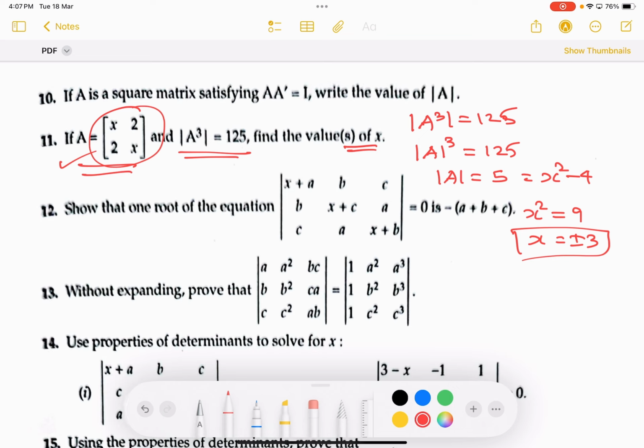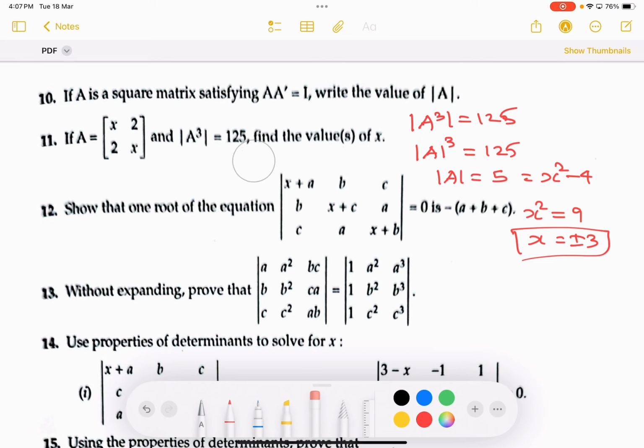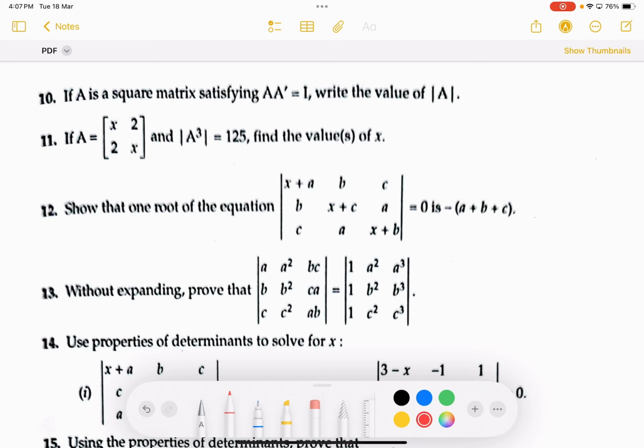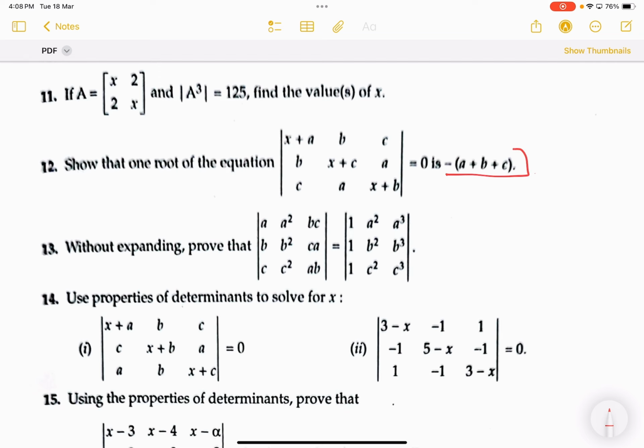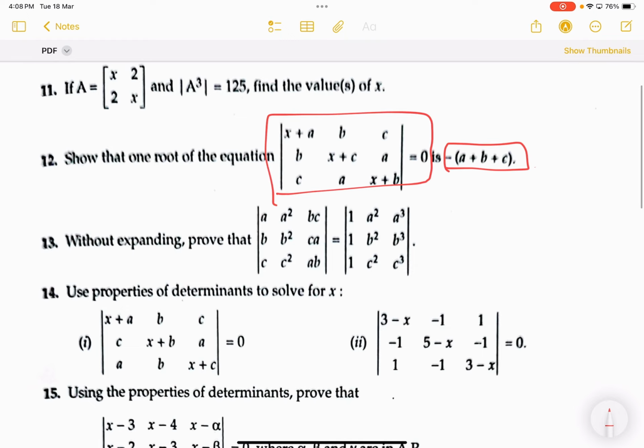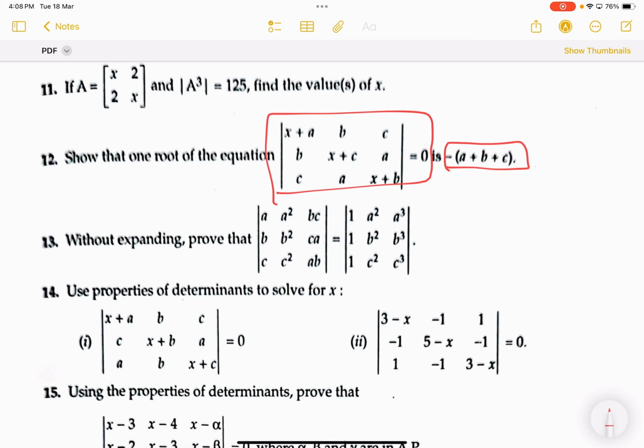Question number 12. Show that one root of the equation is this. This is the equation, right? Determinant of this is equal to 0 is an equation, and show that this is one of the roots. That means you have to get a factor like that. If you are getting x minus of a plus b plus c as a factor, then you can say x is equal to minus of a plus b plus c is one of the roots.